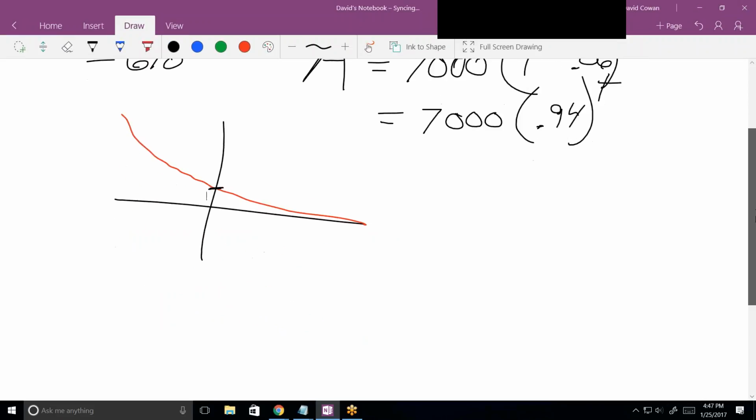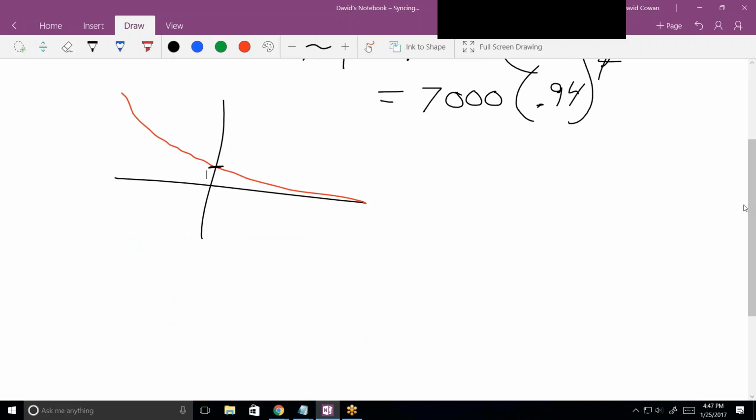So given that that's the equation, A equals 7,000 times 0.94 to the t. This is the t-axis. This is the A. What's this point right here? When t is 0, what is A? Wait, doesn't t never reach 0? Well, no, that's not actually true. T does reach 0 at the very beginning.